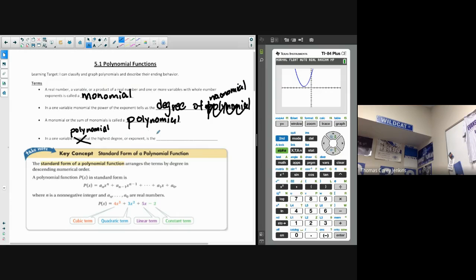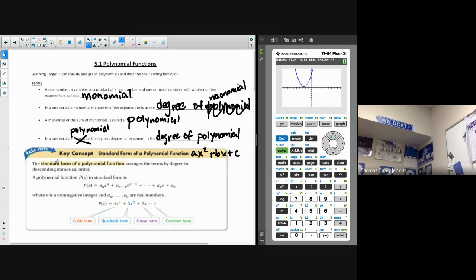So the highest degree term tells us the degree of the polynomial. An example that you should be familiar with is the standard form of a quadratic, ax squared plus bx plus c. Our highest degree term is the one with the exponent 2, right? So that defines this polynomial as a quadratic polynomial.